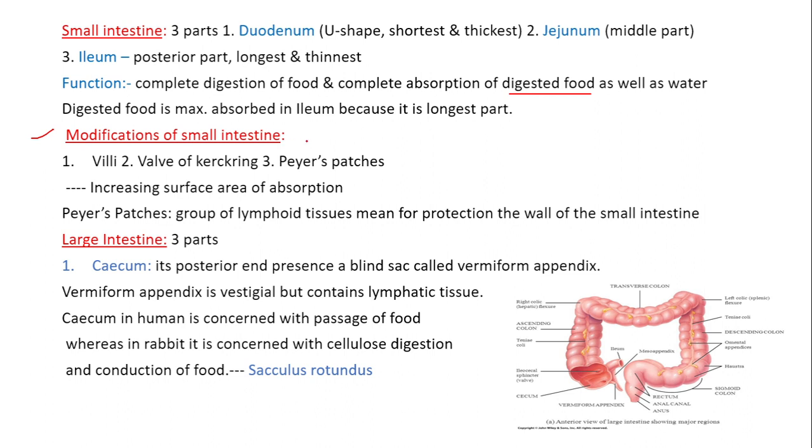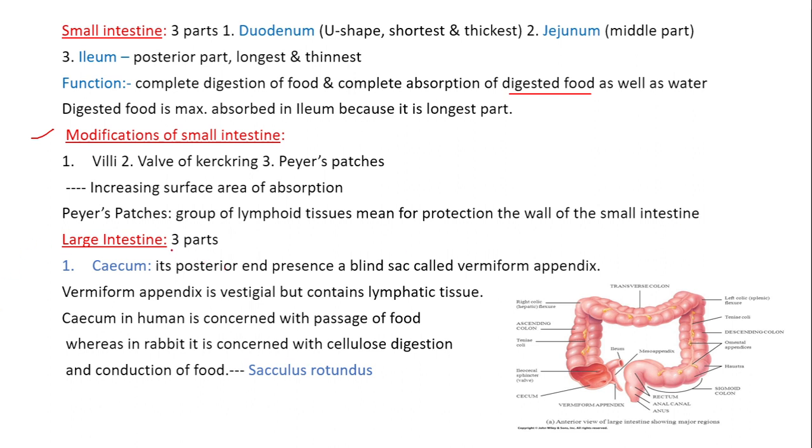Modification of small intestine. Let's see the modification of small intestine. Number 1 villi, number 2 plicae circulares, number 3 Peyer's patches. Villi and plicae circulares help in increasing the surface area of absorption. Peyer's patches are a group of lymphoid tissues meant for protection of the wall of the small intestine.